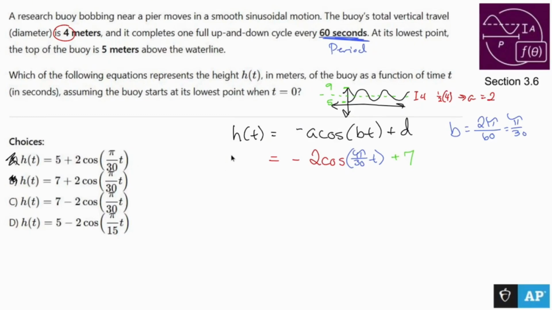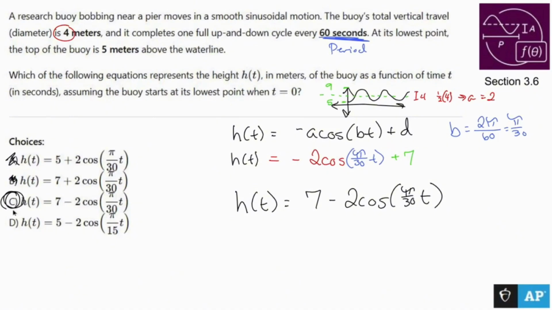Now, they don't want us to word it out this way. For whatever reason, this is worded out with the midline first. So we will say h of t equals 7 minus 2 cosine pi over 30 t. And that's going to be U. See for the ocean. Oh, very good.